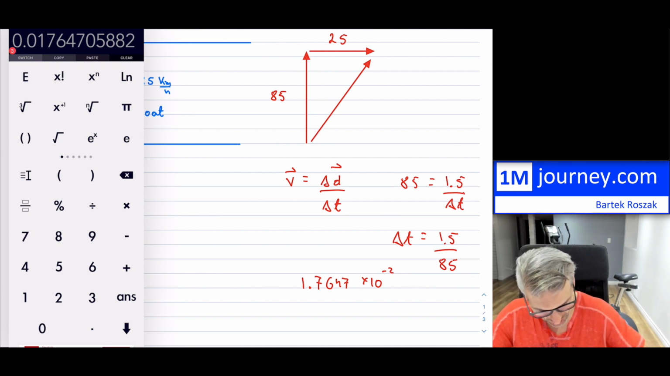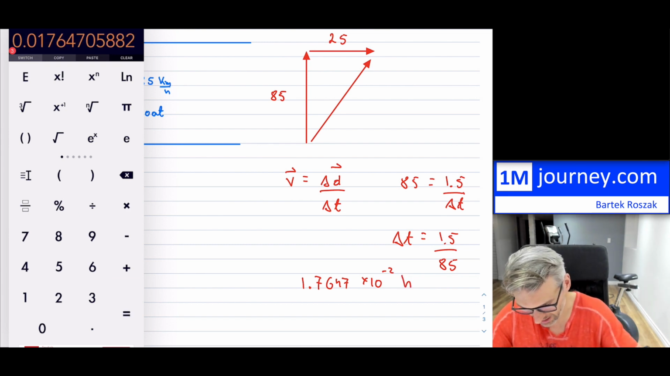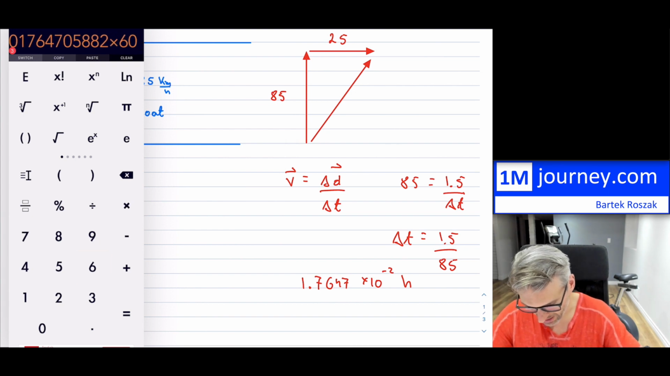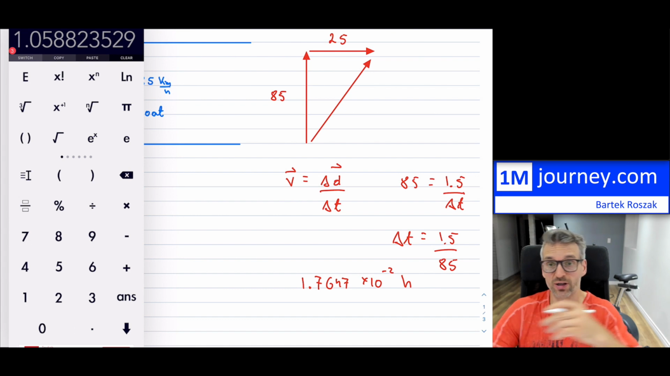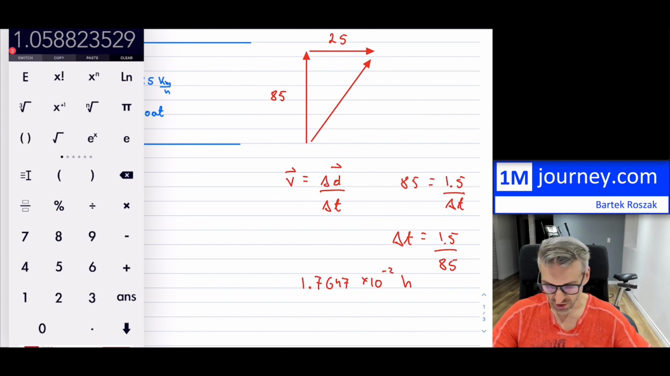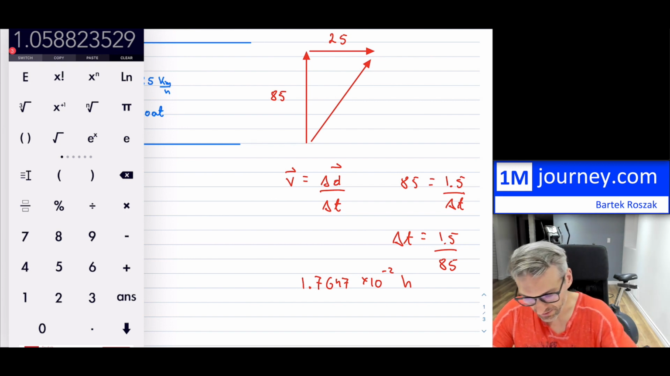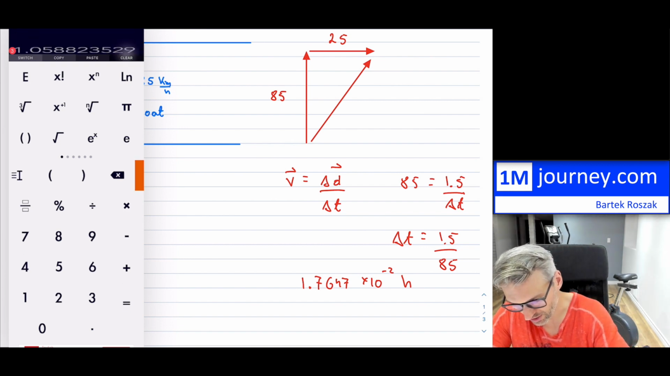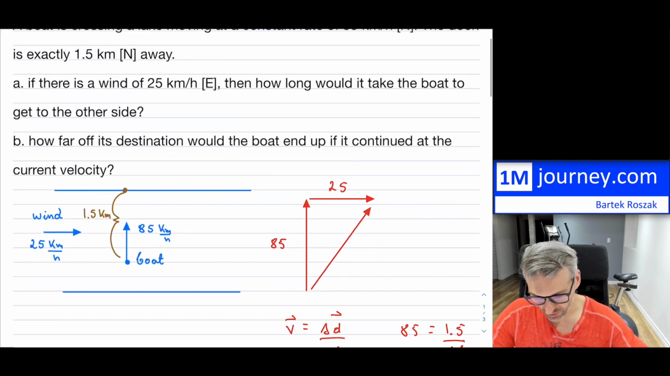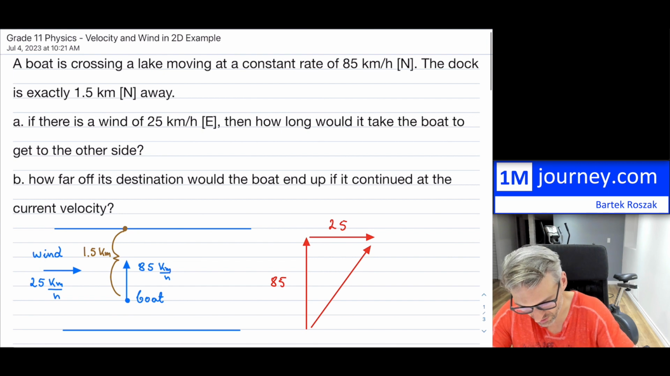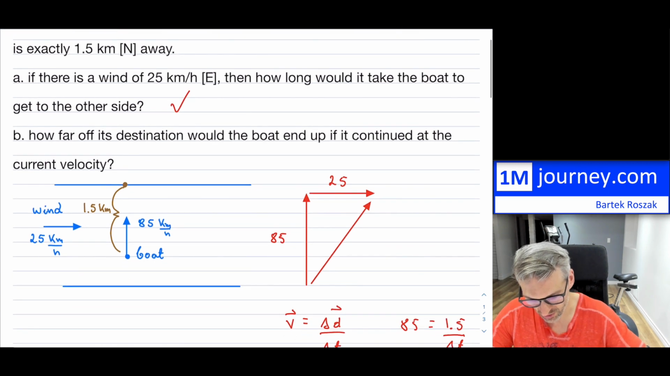And of course I can change this to minutes if I wanted to. I can take that answer and multiply it by 60 minutes per hour, and this would have been about a minute. So it wouldn't have taken us too long, because 85 kilometers an hour in a boat is actually really fast. So that's the amount of time that it would take. This is a great question to be able to ask.